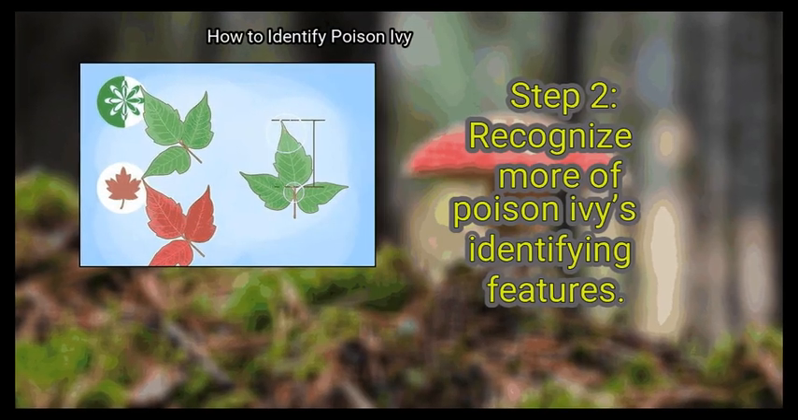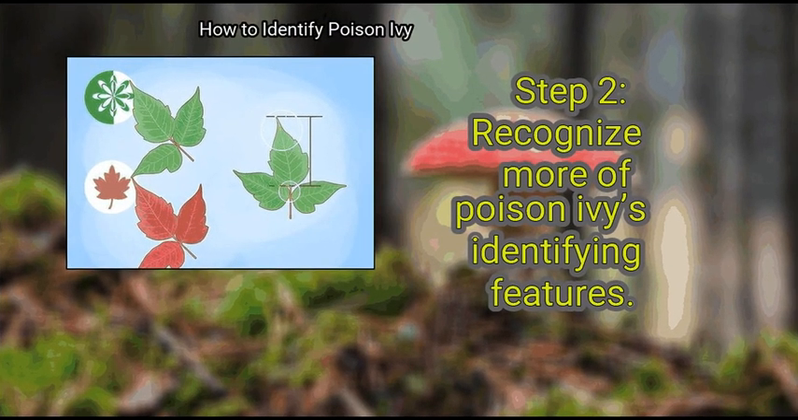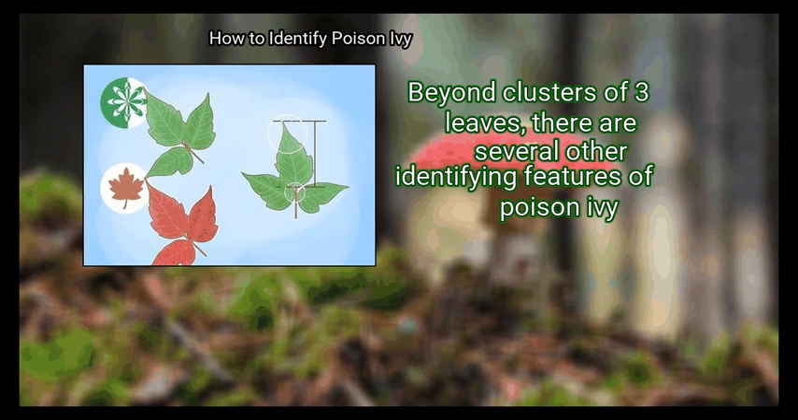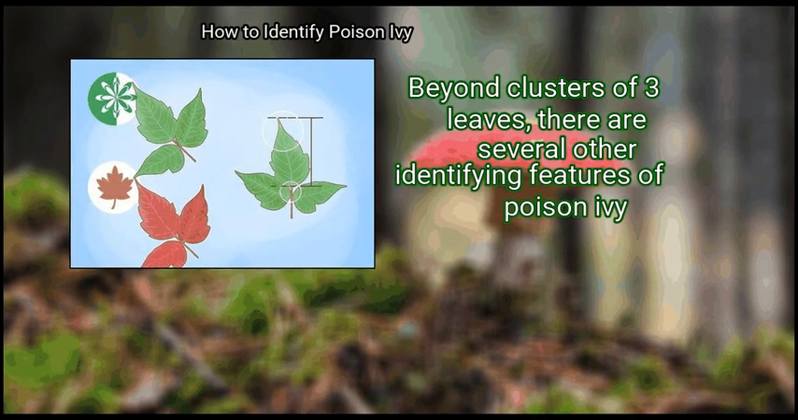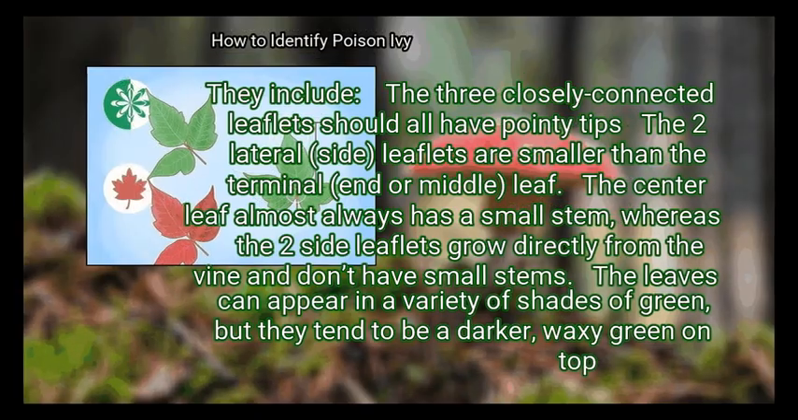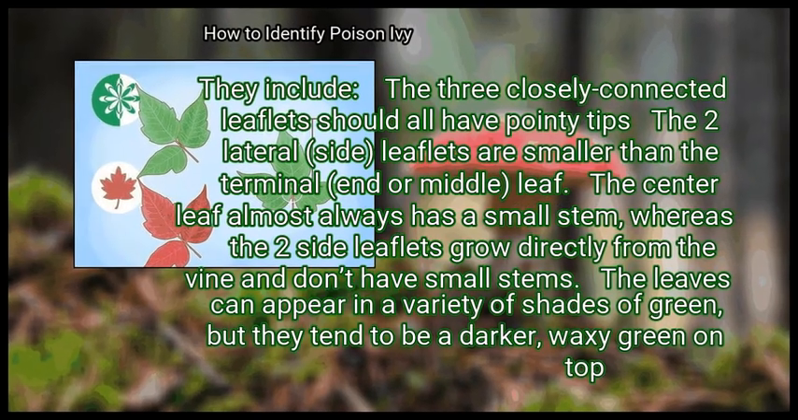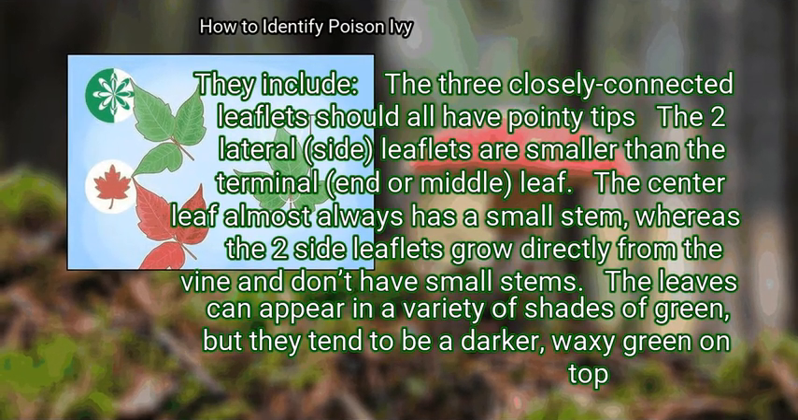Step 2. Recognize more of poison ivy's identifying features. Beyond clusters of 3 leaves, there are several other identifying features of poison ivy. They include: the 3 closely connected leaflets should all have pointy tips. The 2 lateral, or side, leaflets are smaller than the terminal, or middle, leaf. The center leaf almost always has a small stem, whereas the 2 side leaflets grow directly from the vine and don't have small stems.